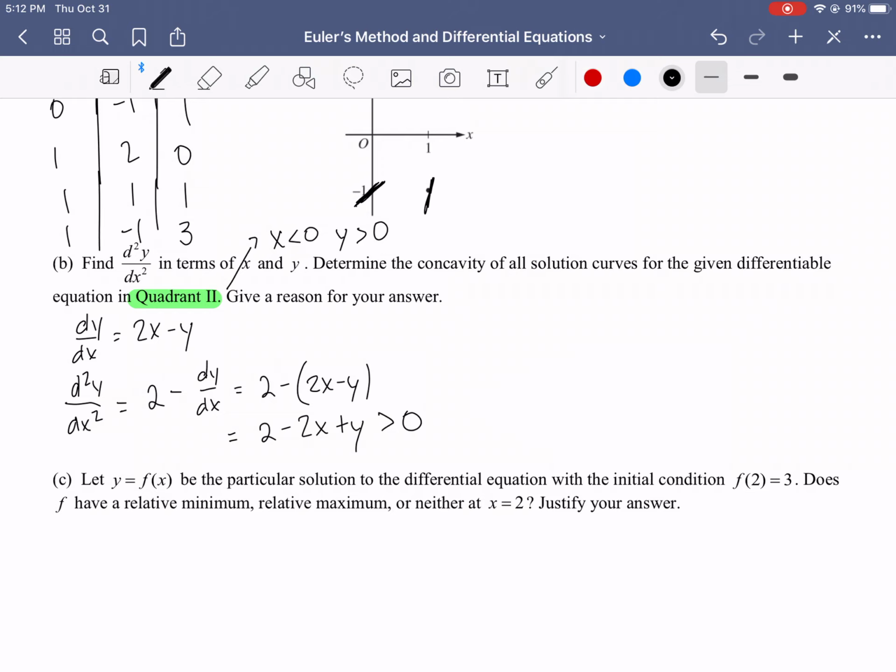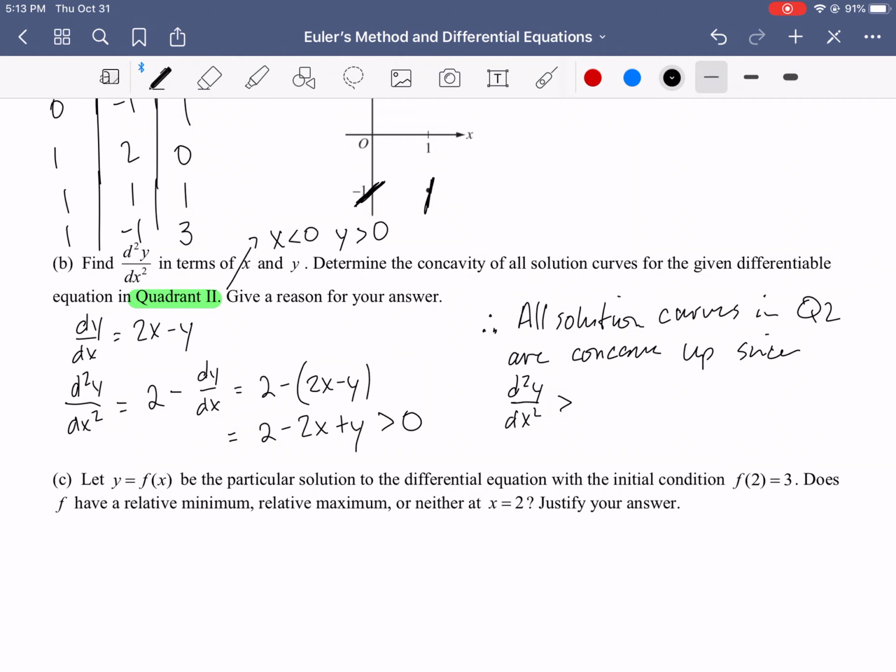And so if the second derivative is positive, what we can say about all the solution curves is that they are concave up, since the second derivative is positive. So all solution curves in quadrant 2 are concave up, since the second derivative of y with respect to x is positive.